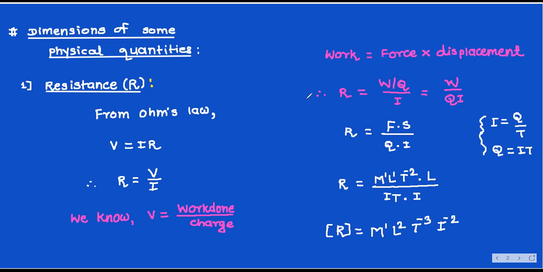This is what? Your dimensions. Dimensions of resistance. You can keep it in a square bracket. Okay? This is the dimensions of resistance. So how will you read this? Tell me how you will read. 1 in mass, 2 in length, minus 3 in time, and minus 2 in current. Okay? Understood? Clear? Yes? Okay. Let's move ahead.